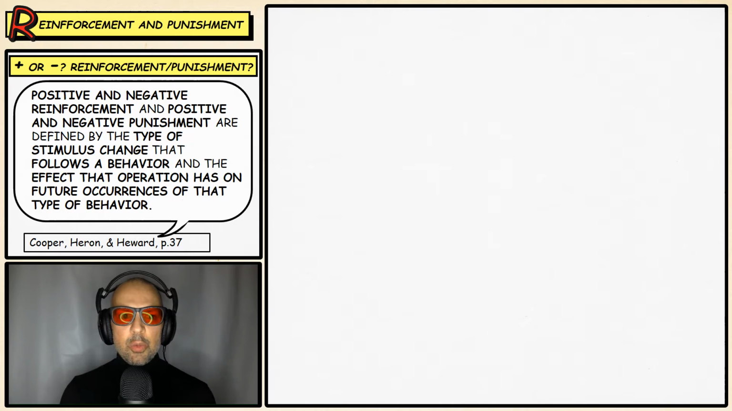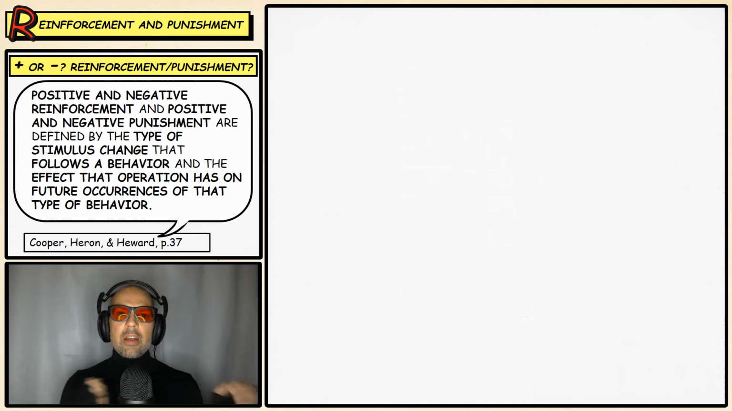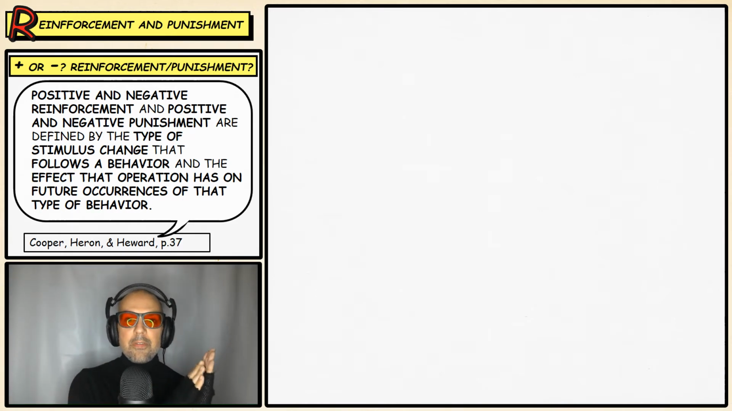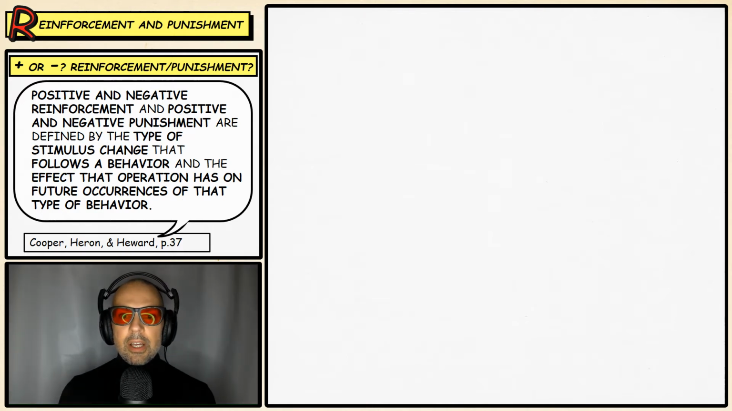So let's go back to Cooper, Heron, and Heward, and they say that positive and negative reinforcement and positive and negative punishment are determined by the type of stimulus change that follows a behavior and the effect that operation has on future occurrences of that type of behavior. So positive and negative reinforcement or punishment, those are descriptions of the kinds of consequences that are used in operant conditioning. They are the kinds of consequences that follow a behavior that then shape the future occurrences of that behavior.